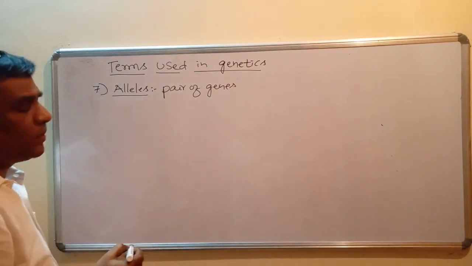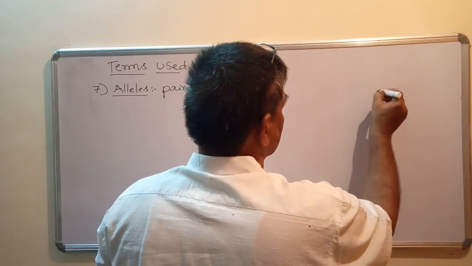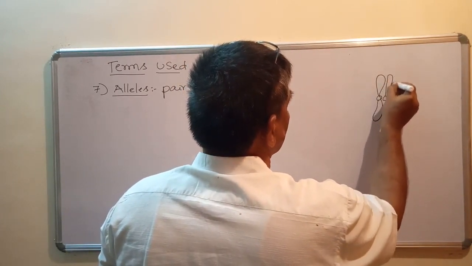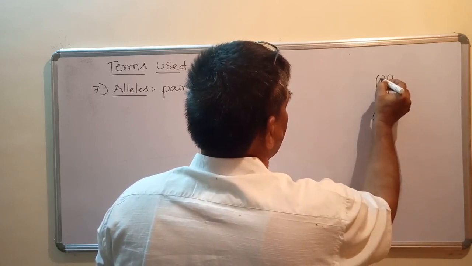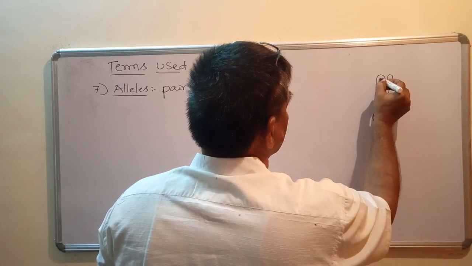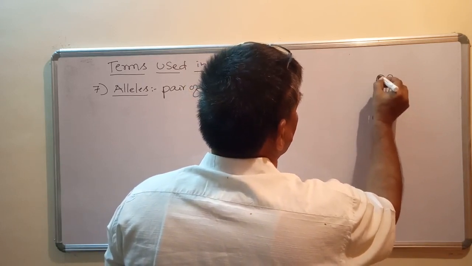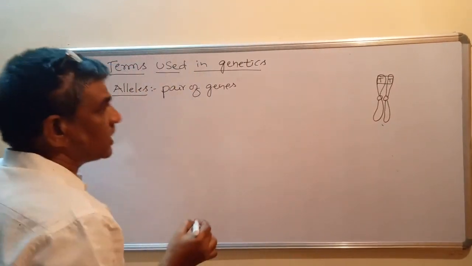Diploid organisms have a pair of genes. So now let us see homologous chromosomes. Diploid organisms generally have pairs of chromosomes. These are called homologous chromosomes. And at a specific location, genes are present. So this pair of genes controls a pair of contrasting characters.